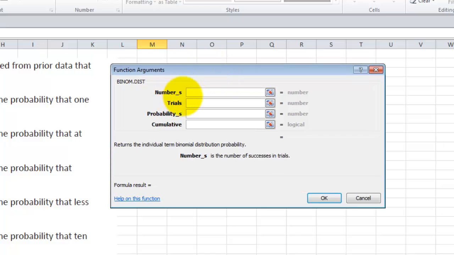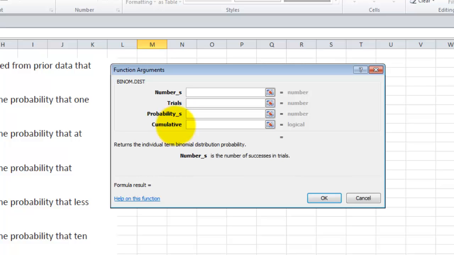The first one is the number of successes. The second is the number of trials or sample size. Then we have the probability of success, which must be entered as a decimal value between 0 and 1. So if we are given a probability of success 12.5%, then we will enter it as 0.125.